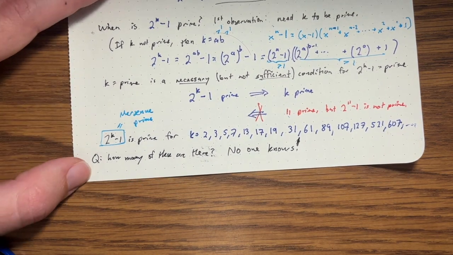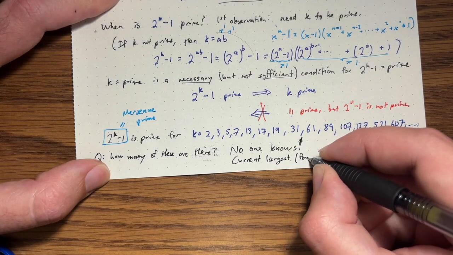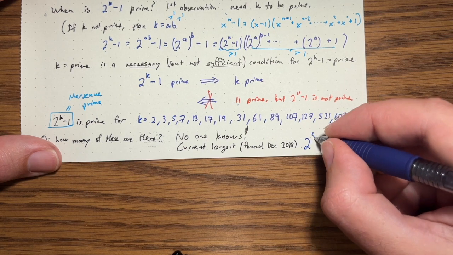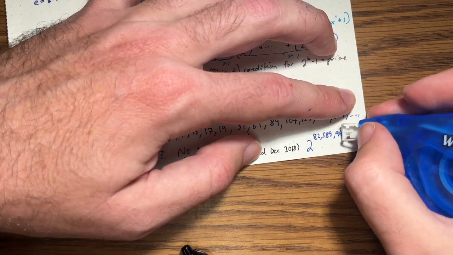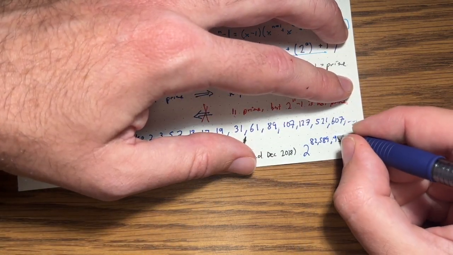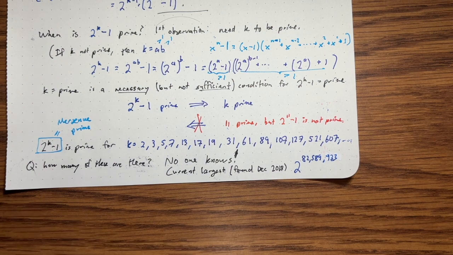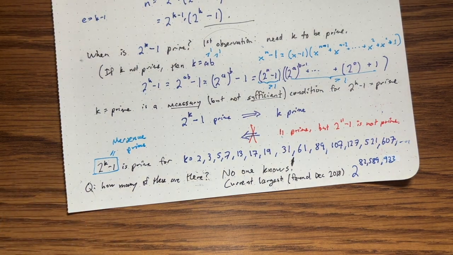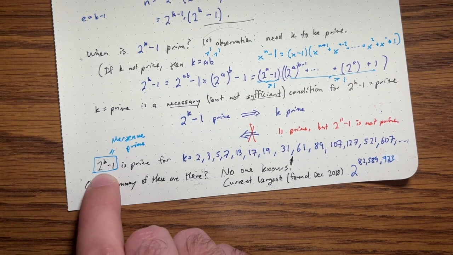Currently, the current largest, found in December 2018, is this number, 2 to the 82,589,933. And this has about 25 million digits. So you might be asking, how do you even check something that huge is prime? Normally there's no way to do it. But for numbers of this specific form, there are methods that are faster, methods designed specifically for numbers like this.